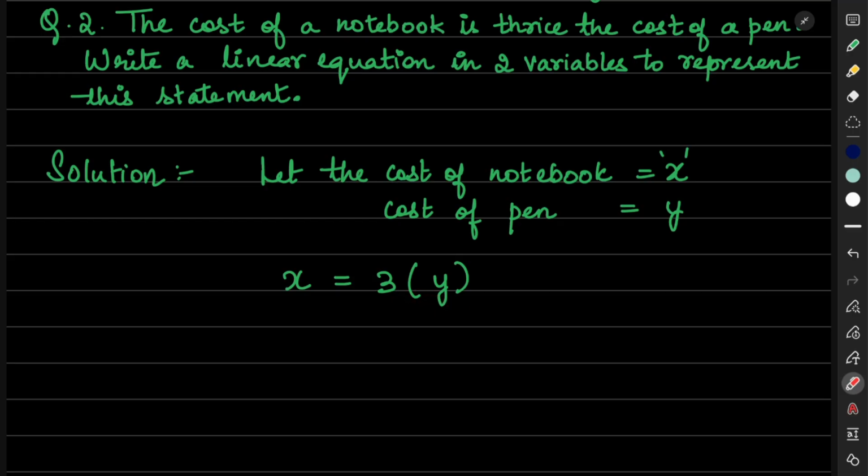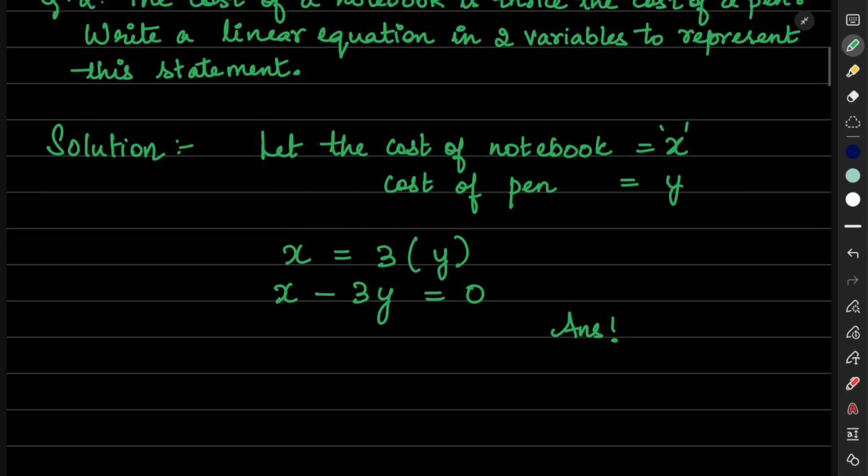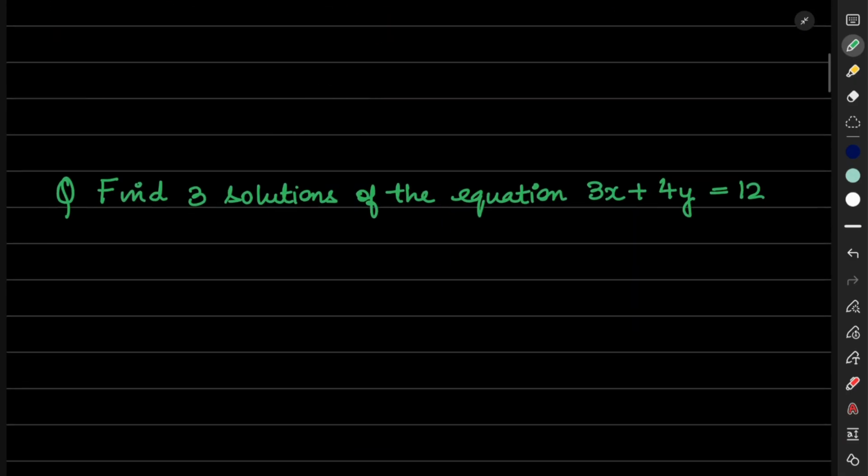So how can I rewrite it as a linear equation in two variables? x minus 3y equal to 0. So this becomes a linear equation in two variables. That's all. This is the answer. Look at how simple it is. You'll probably get 1 or 2 marks for it. Now let's move on to the next question.